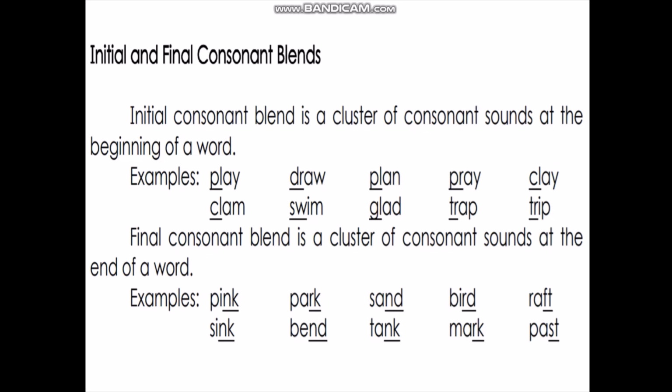Initial consonant blend is a cluster of consonant sounds at the beginning of a word. The examples are play, clam, draw, swing, plan, glad, pray, trap, clay, trip. Now your turn to read.